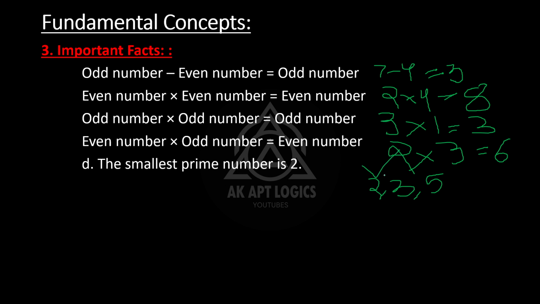Smallest number is 2 itself, right? So this is the fact. The smallest prime number is 2. The only even prime is 2.